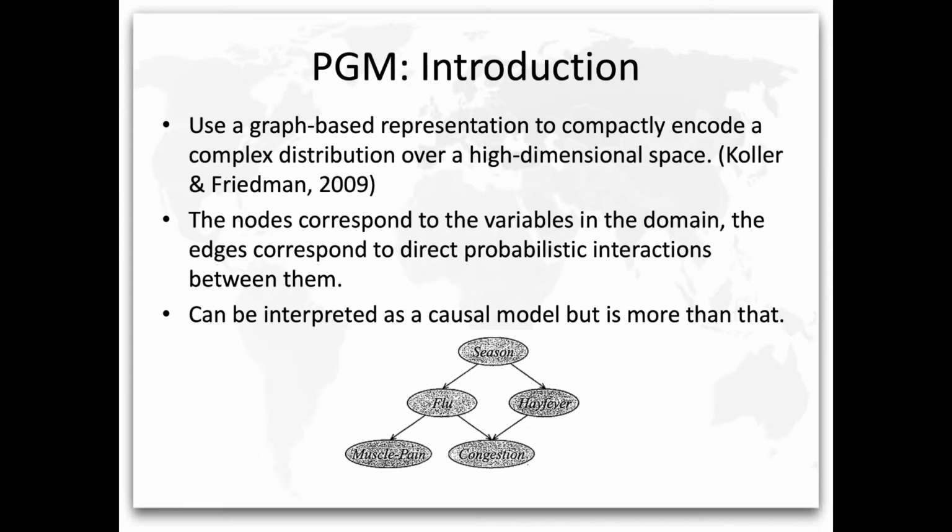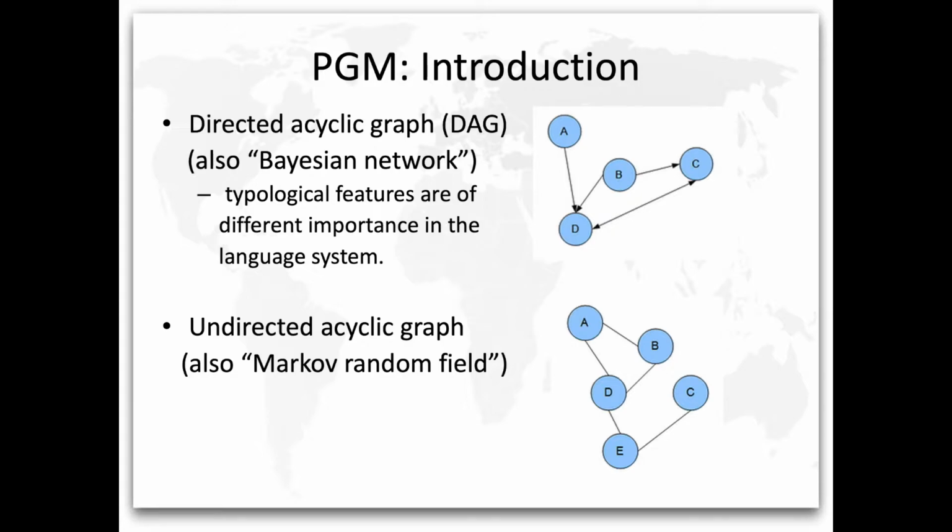PGM, the probabilistic graphical model, uses a graph-based representation to compactly encode a complex distribution over a high-dimensional space. The nodes correspond to the variables in the domain, and the edges correspond to direct probabilistic interactions between them. Very often, such models are interpreted as causal models, but the semantics of PGM is more complex than a one-directional causal relationship. There are two big categories of PGMs.